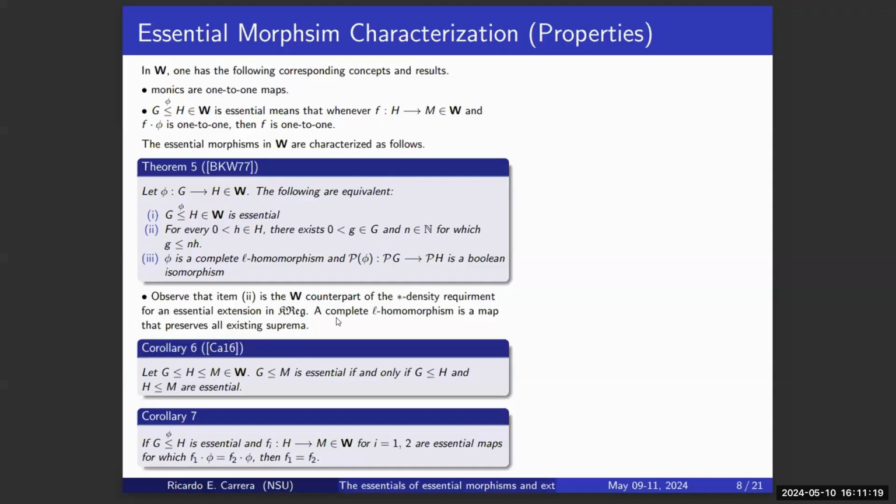Okay, as it was the case in kReg, in W, you also have that the factorization of essential extensions is nice. And so, for example, if you've got these extensions here, then you have that M is essential over G if and only if each of the factors happen to be essential, okay? Likewise, the essential maps in W are epi with respect to essential maps. And so if you have an essential extension, then if you have any other two essential maps from H to M, that agree over G, then they actually have to be the same map.